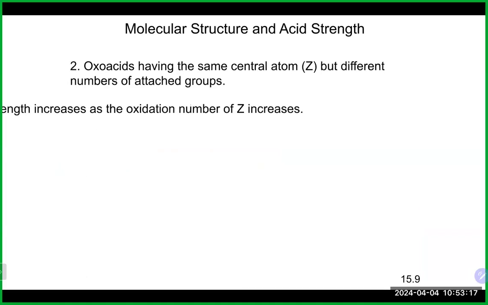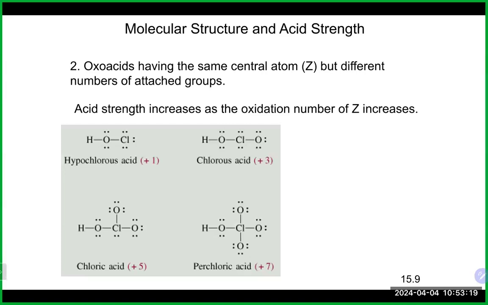Now, it's a little bit different when we have an acid with oxygen where the central atom does not have the same oxidation number, but they are in the same group. In this case, we have chlorine as the central atom in all of them, which means clearly they're all going to have the same electronegativity value, so we can't use electronegativity to determine that. So here we would use the oxidation state of the central atom.